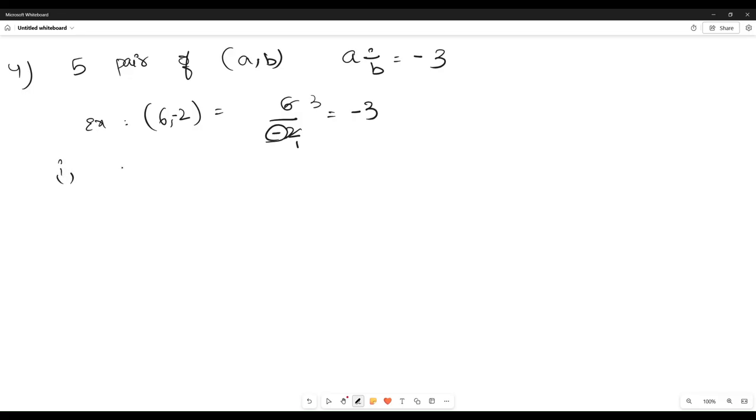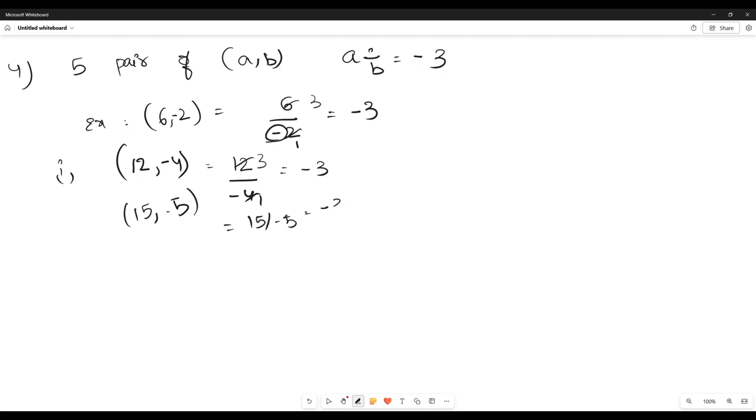Let's write the 5 pairs. Like we have to get minus 3. So 12 comma minus 4. Right? 12 by minus 4: 4 ones are 4, 4 threes are 12. We get minus 3. Second one, 15 comma minus 5. 15 divided by minus 5 we get minus 3. Then 30 comma minus 10 we get minus 3.